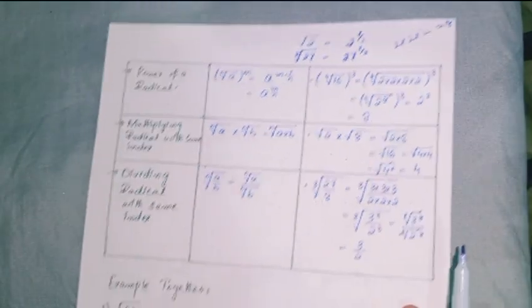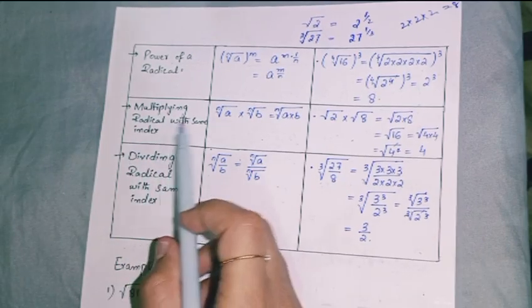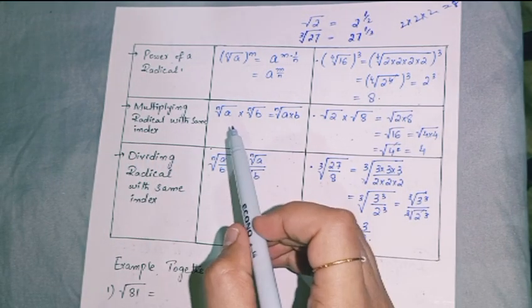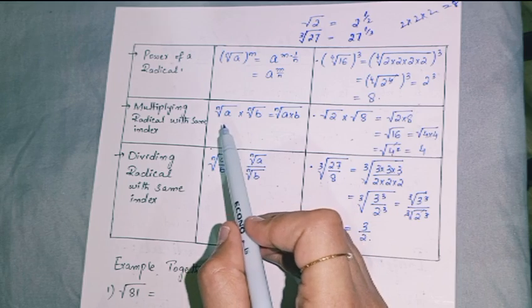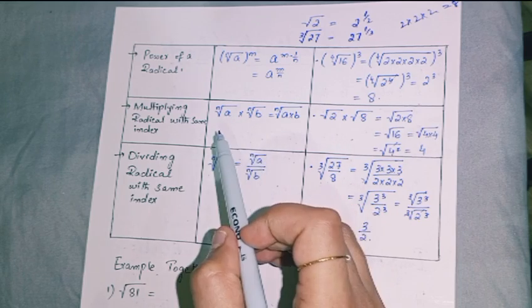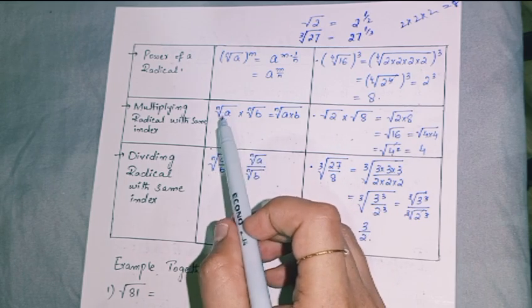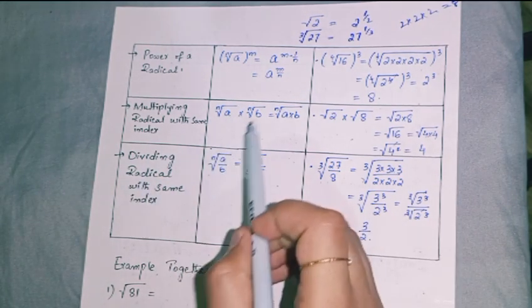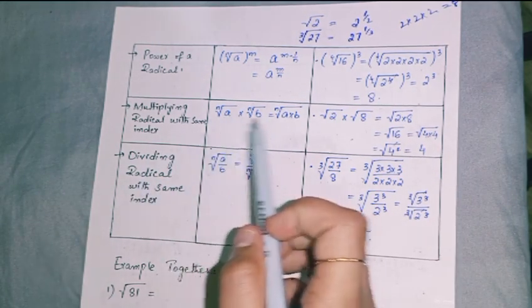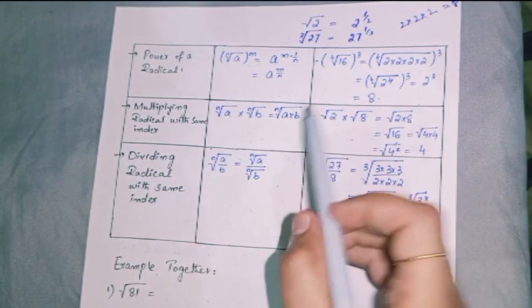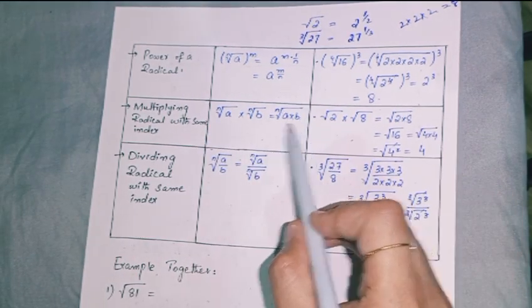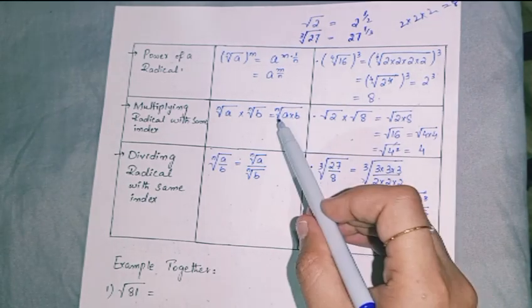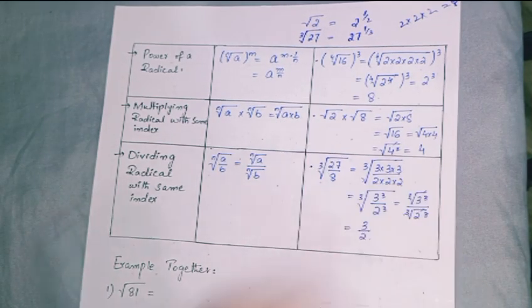Now you can see the next rule, that is multiplying radicals with the same index. You have to multiply the radicals. The radicals are different, but you have to multiply radicals with the same index, meaning the root is the same. So this is the nth root and this is also the nth root. If both roots are the same, you multiply the radicals and the root stays the same a single time. So it is an nth root and a into b is in product form now.